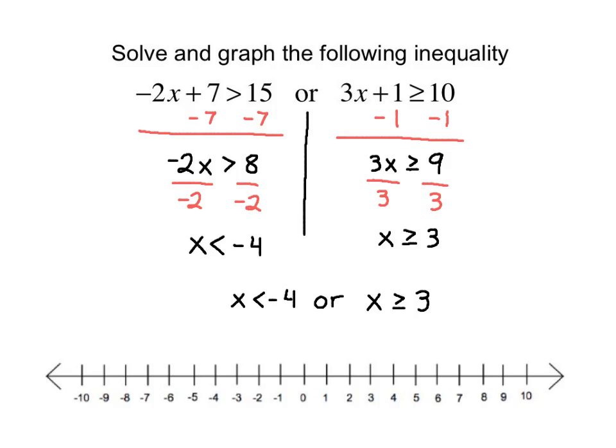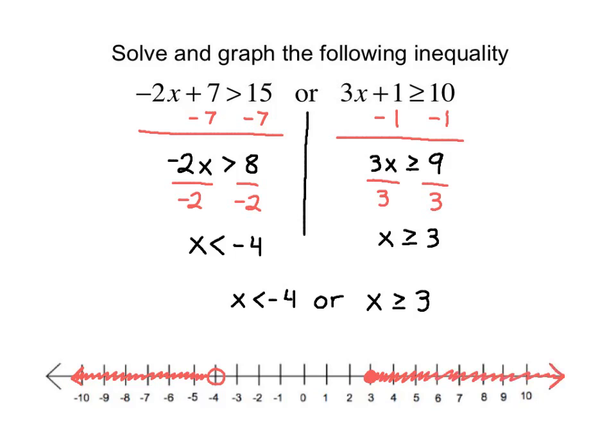So for less than negative 4, I'm going to go to negative 4. Since it's just less than, there's no or equal to sign, there's no bar underneath, I'm going to leave this open. And less than implies that I'm going to shade to the left, because all these numbers here are less than negative 4. And then the second solution, greater than or equal to 3. Because it's or equal to, I'm going to fill in the 3 this time. And the greater than implies that I'm shading to the right. So all these solutions here to the right are all greater than 3.